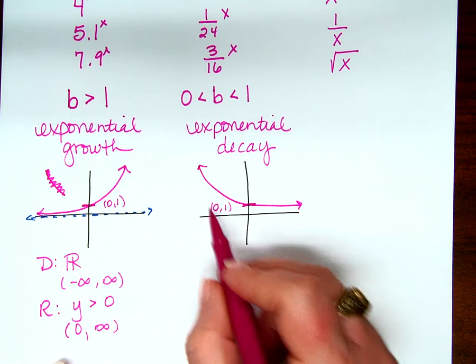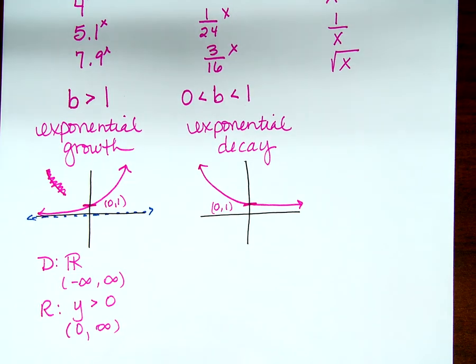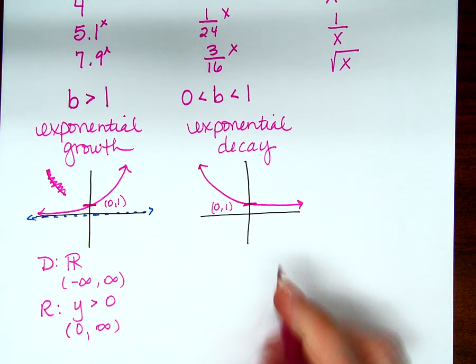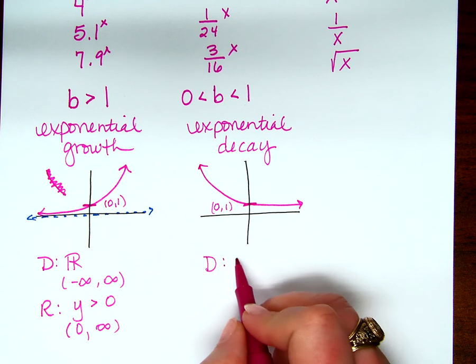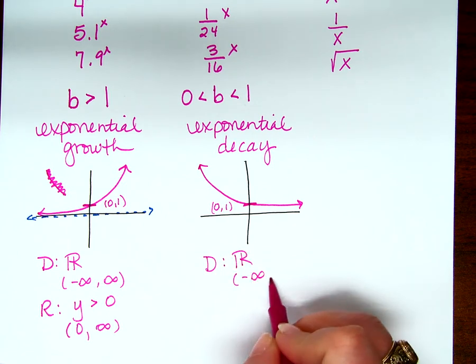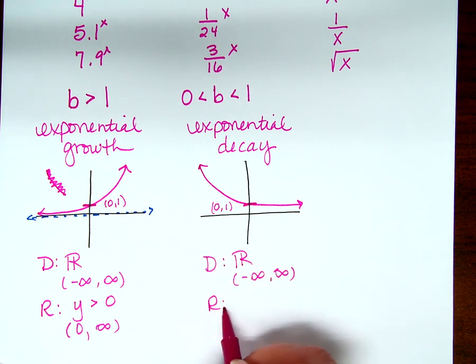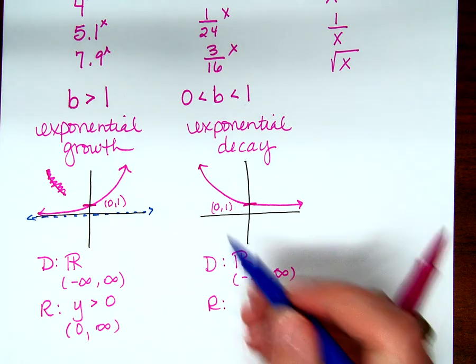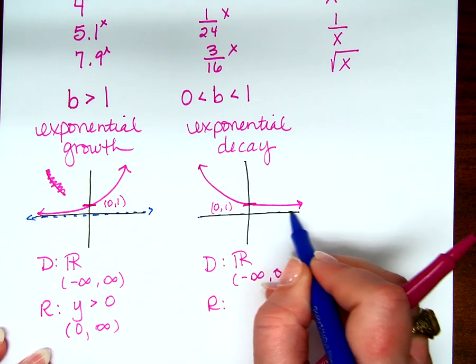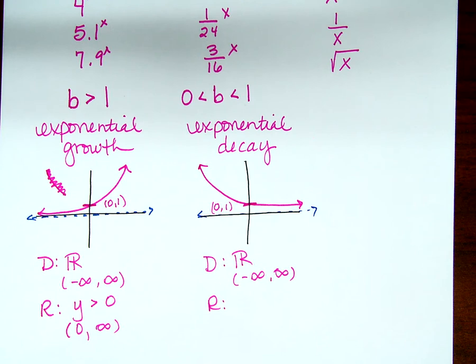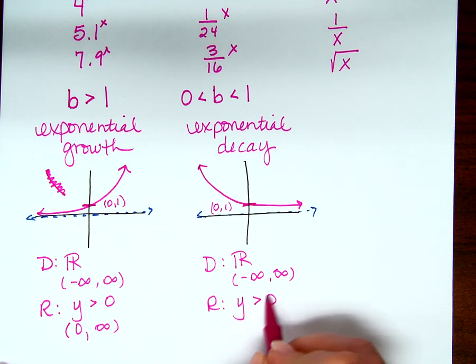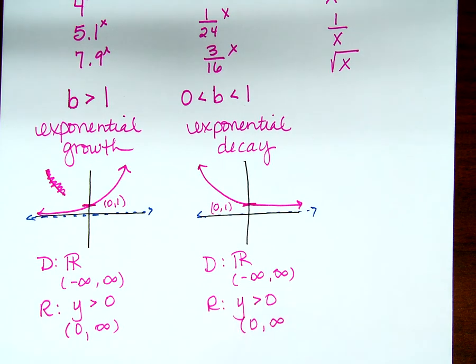So does this one have the same domain and range, or is this one's domain and range different? How far left and right does it go? All real, so negative infinity to positive infinity. And then how far down does it go? Is there an asymptote here again? Yes. So y is greater than 0 or 0 to infinity. Okay? Oops. There. That's much better.